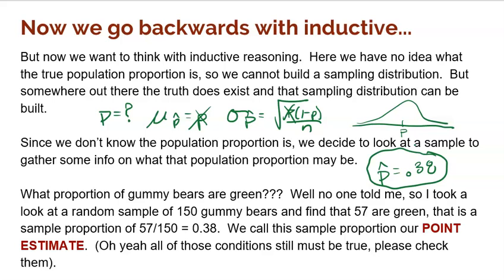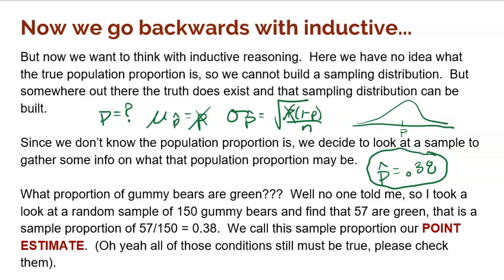So the idea is you still have to check the conditions, right? Those 3 conditions that we used last unit, we still have to check, even though I cannot build the sampling distribution, it does exist. So I still have to assume that the sample is random to avoid bias. I still have to assume that 150 gummy bears is less than 10% of all gummy bears to assume independence between all these samples. And I still have to make sure that I have more than 10 green gummy bears and more than 10 non-green gummy bears. And of course I do. There were 57 green, and there's obviously going to be enough non-green. So that I can use a normal model.